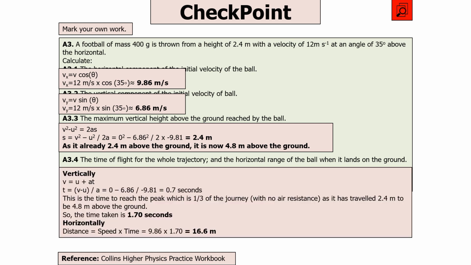Now the time taken for the flight, well, vertically we know that v equals u plus at, so t equals v minus u over a, so we can pop in all the numbers. Remember, a is negative because we're going upwards, so it's 0.7 seconds. Now we know that the time taken to reach the peak is a third of the journey, as it's travelled 2.4 meters to be 4.8 meters above the ground, so therefore the time taken in total is going to be 3 times 0.7, so it's going to be 1.7 seconds. Now, horizontally, distance is speed times time, so it's 9.86, the horizontal velocity, multiplied by the time, which is constant for vertical and horizontal, so it's 1.70 seconds, so it's 16.6 meters.